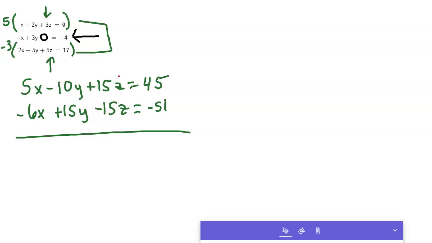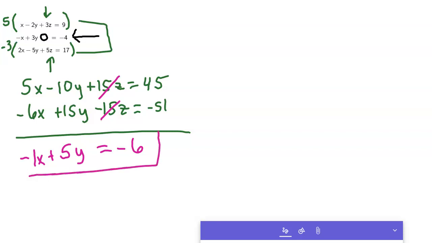And notice 15 minus 15 is 0. Negative 10 plus 5 is 5y. 5x minus 6x is negative 1x. And then we are equal to 45 minus 51 is negative 6. So we've eliminated all the z's in all three equations. Well, not all three, but we've kind of leveraged those two equations to get us down to this one here without a z in it.